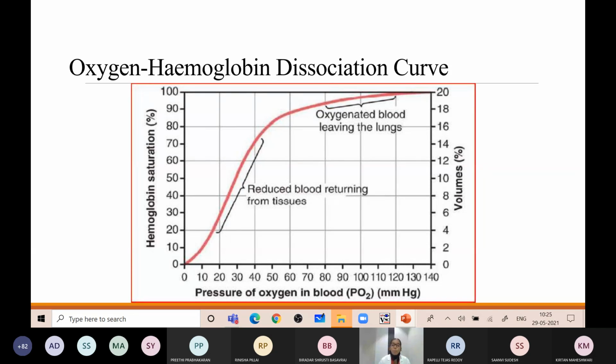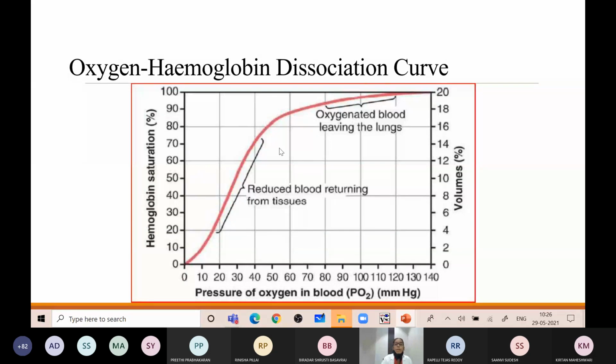The physiological importance of the plateau part is that if the PO2 ranges from 60 to 100, even with an enormous change in the PO2, our hemoglobin saturation remains up to 90%. That is the importance of our plateau phase.